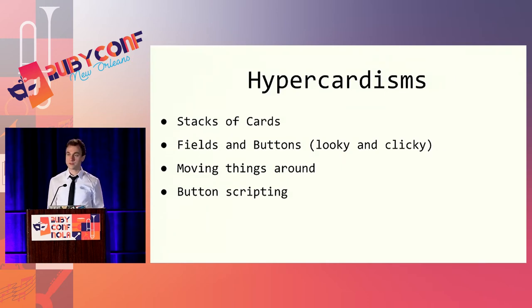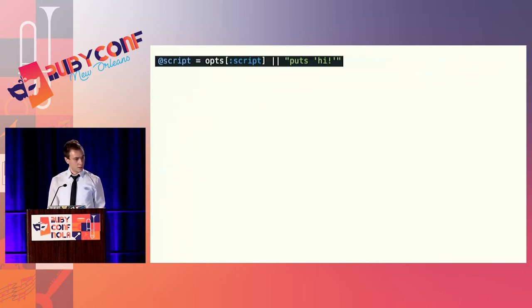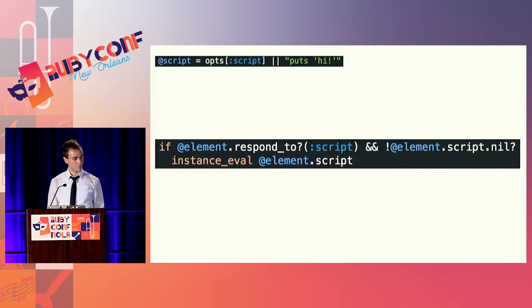One more thing we needed was button scripting. As I said, I didn't get it to HyperTalk, but we can do our best to do a nice little thing in place of it. If anybody saw this from one of the previous slides, it's a string that has some Ruby in it, so I imagine you know where I'm going. Instance eval. I never use it for anything really, but it's pretty cool when you just put a string in there and it runs it like Ruby, which is a lot of fun.